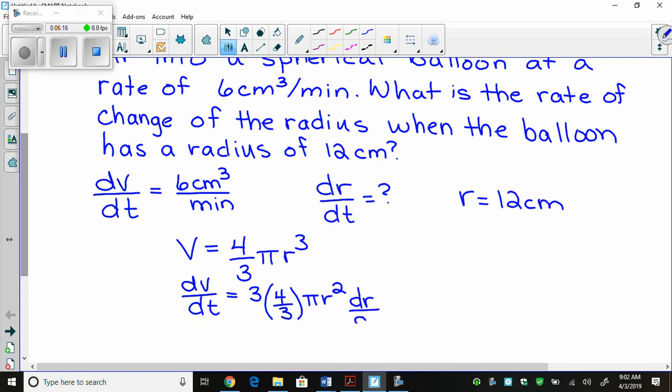dr over dt, because we still did take the derivative of an r, correct? After we do this, we better only be missing one thing, because we want to solve for one thing, correct? And when you want to solve for something, you can only be missing one thing, and then you solve for that one thing. You do it in physics all the time.